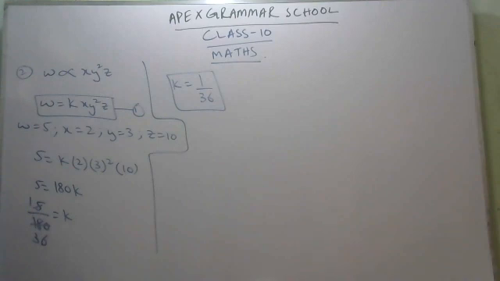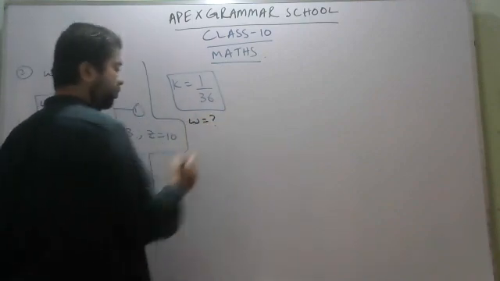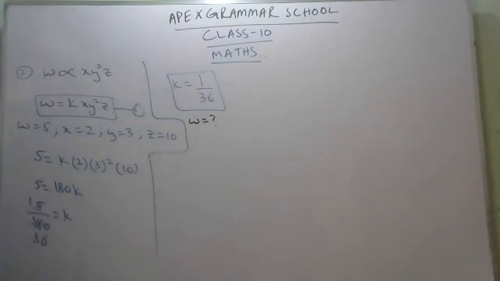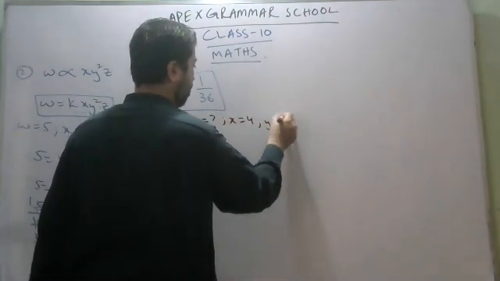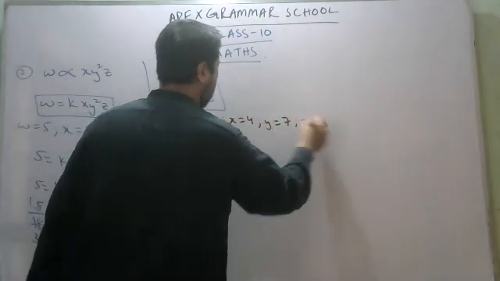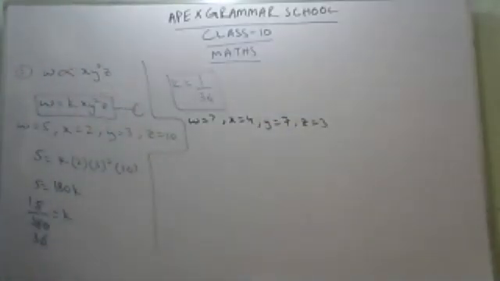Another thing is from question number 2, the last part, find W. We need to find the value of W, and x is equal to 4, y is equal to 7, z is equal to 3. Now these values are changed from the earlier ones. So what will now be the value of W?